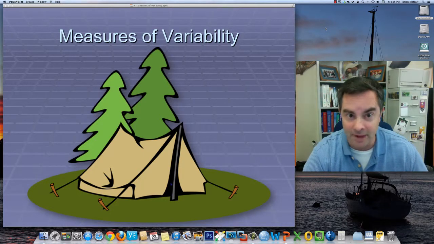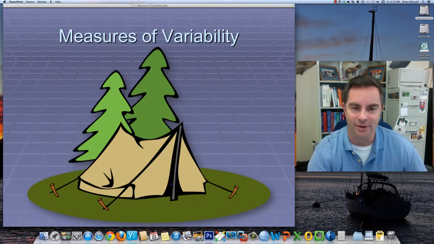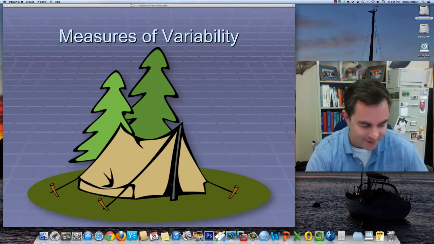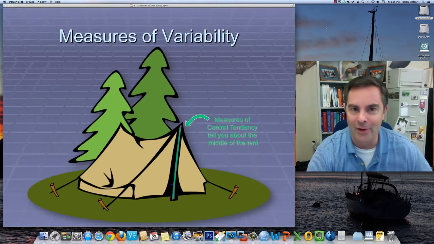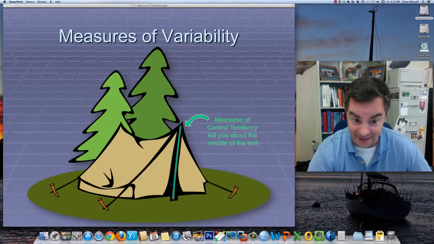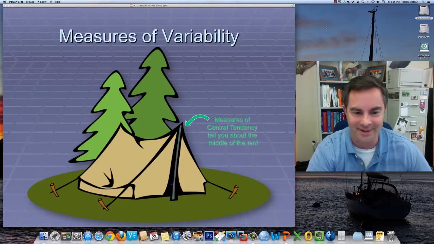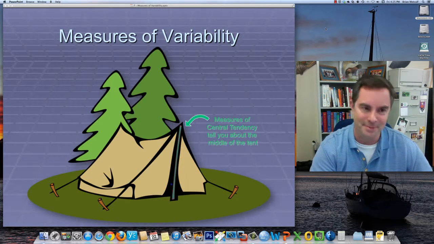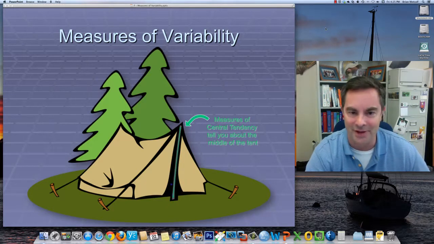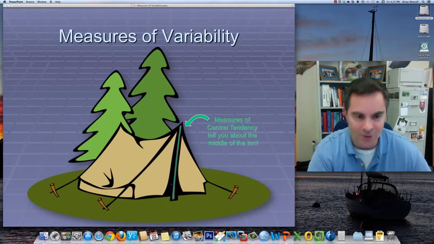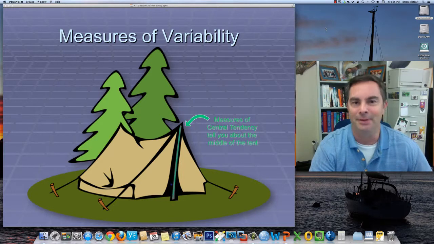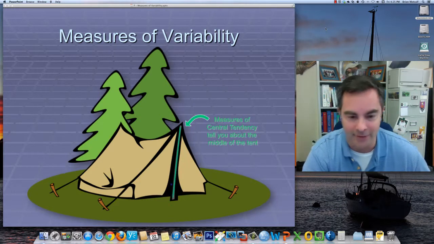In a previous episode on measures of central tendency, we first saw this tent metaphor, and we learned how measures of central tendency are kind of like the tent posts in the middle. They tell us about the middle of the tent, something about the location of the middle of the data, the middlemost. And we learned about the mode, the median, and the mean.